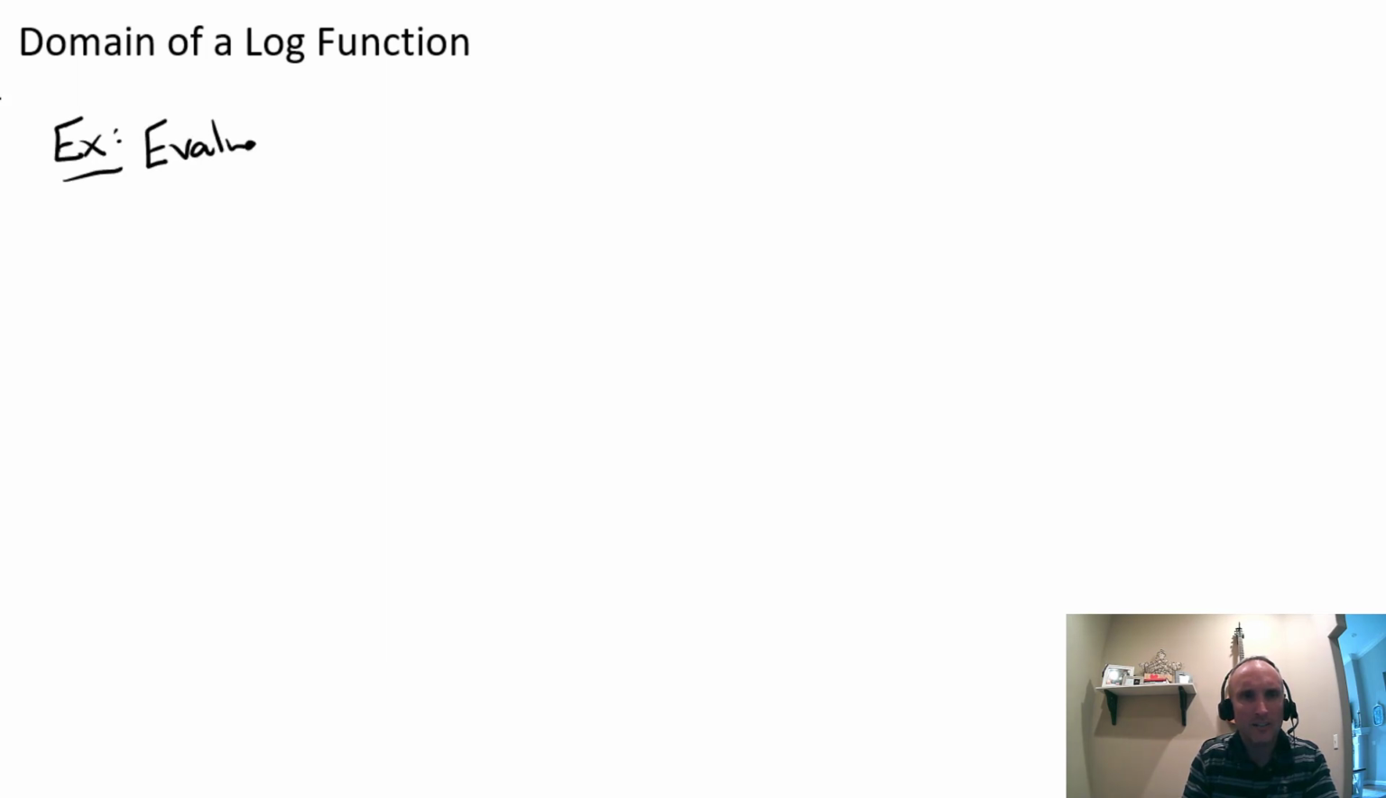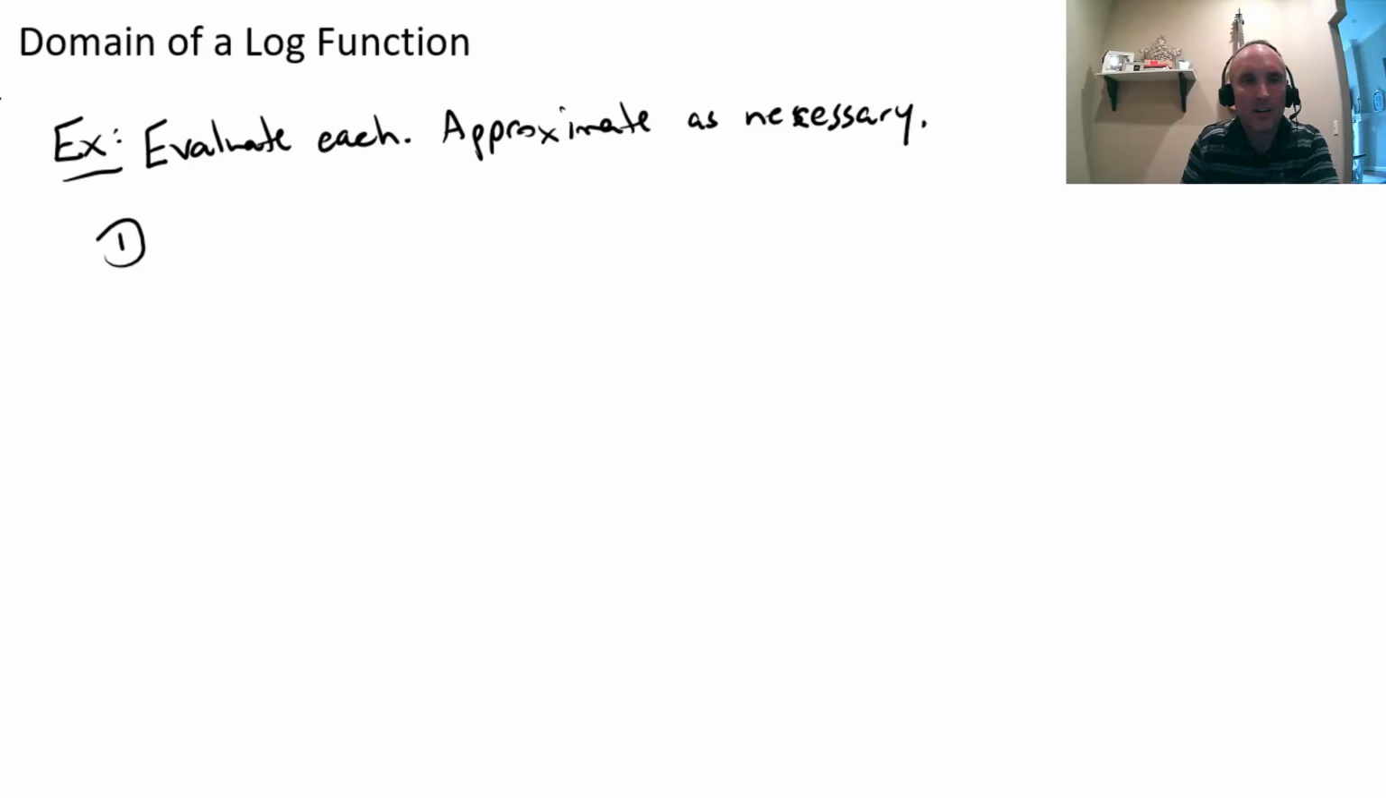Evaluate each, approximate as necessary. Because we know not all logarithms have nice outputs. So let's say f of x equals log base 2 of x minus 1. Then actually that won't be the number, that'll be our function.